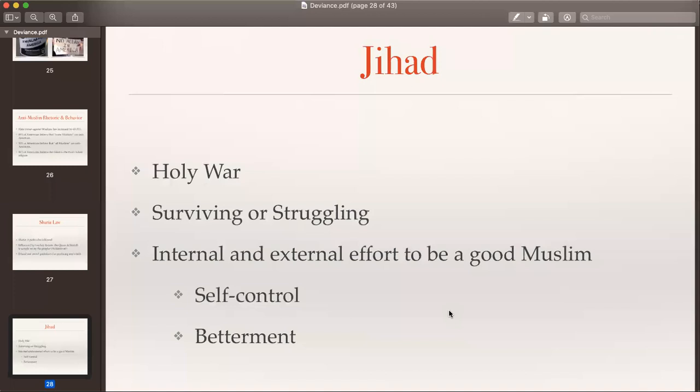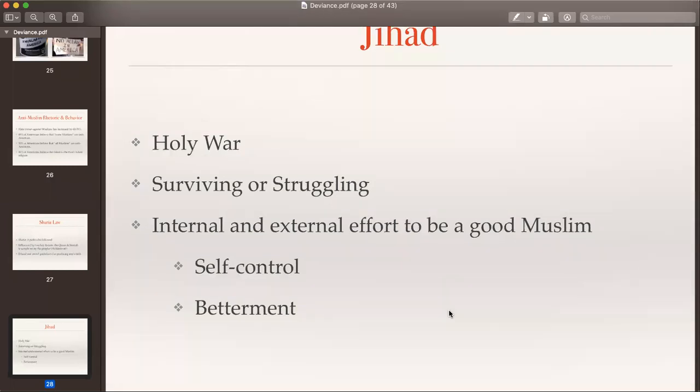We hear the term jihad, a holy war. They're launching a jihad against America. Well, that's not what a jihad is. It's survival. It's struggle. A jihad is that struggle within oneself to maintain self-control, to focus on betterment, improving oneself. We see that in Christianity as well.